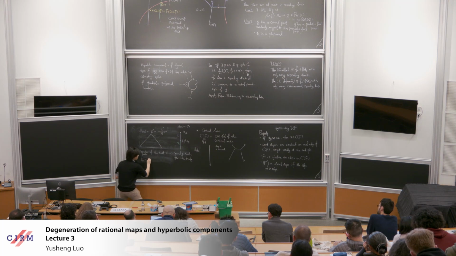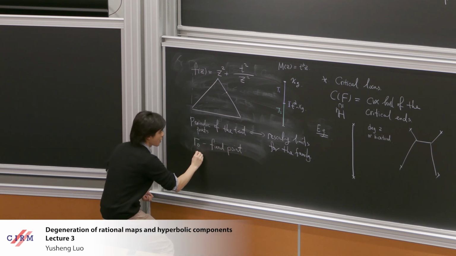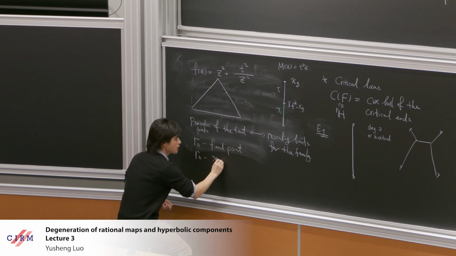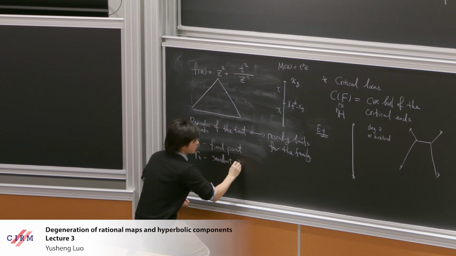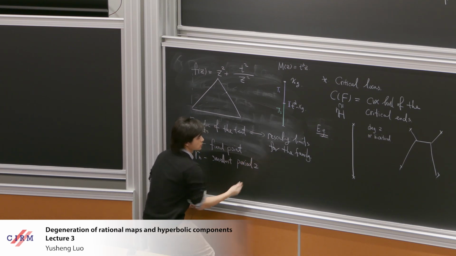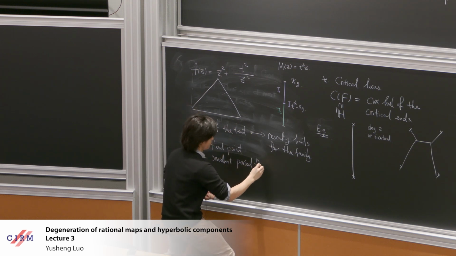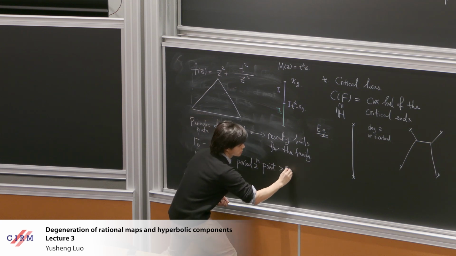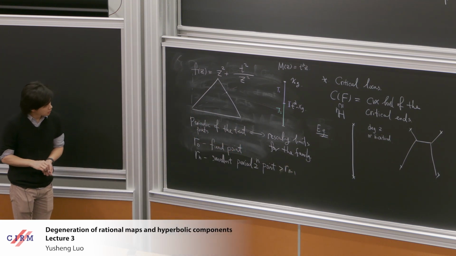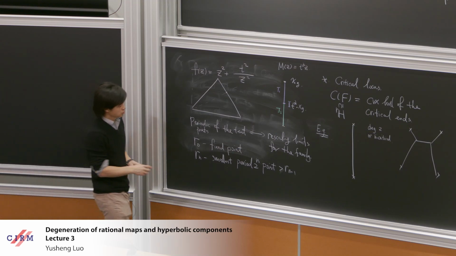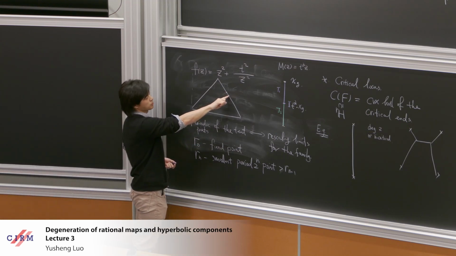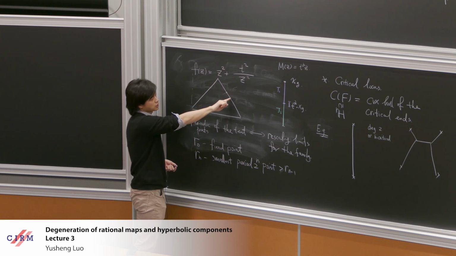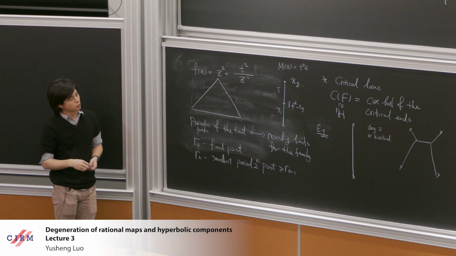Let R0 be the fixed point, and Rn be the smallest period 2 to the n point, which is strictly greater than R_{n-1}. So you start with R0, and then there will be a period 2 cycle somewhere here. And then you look for the next period 4 cycle, which is bigger than R1. And then you look at the next one.